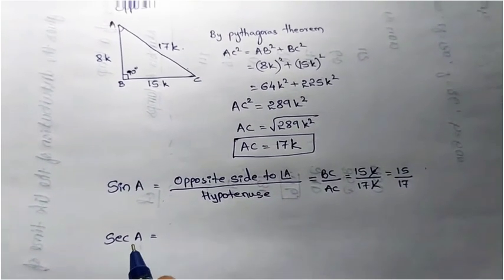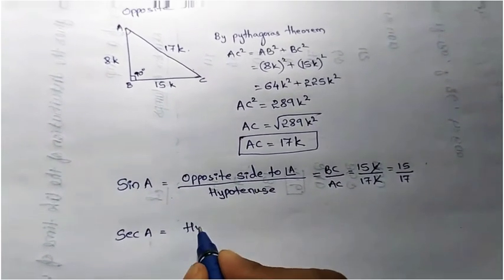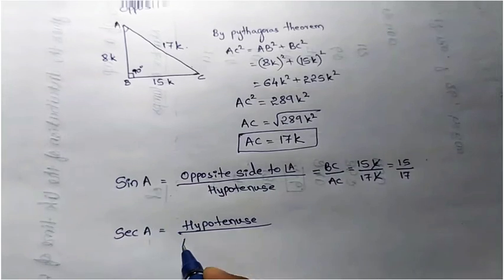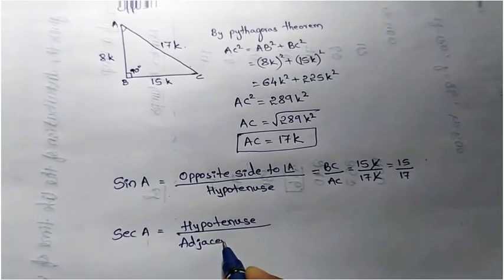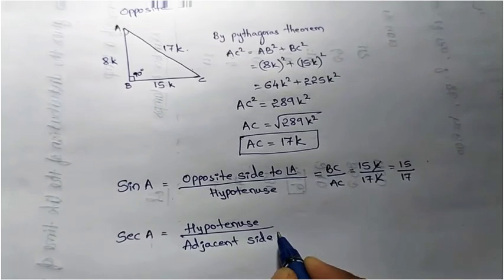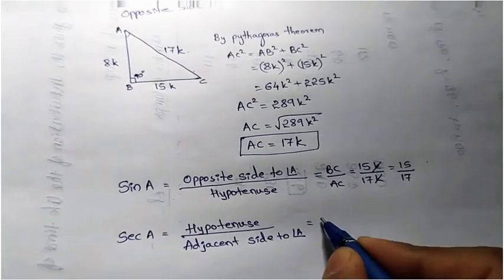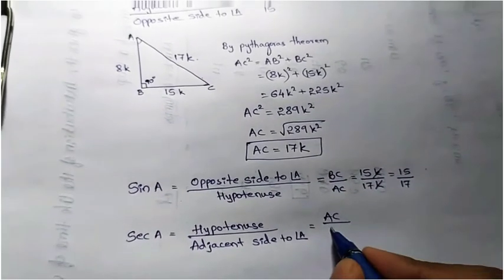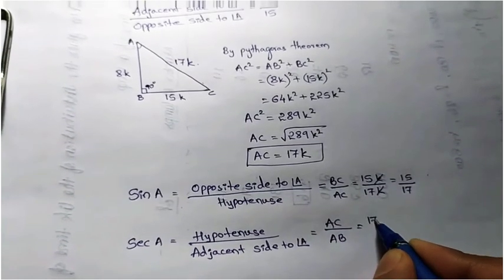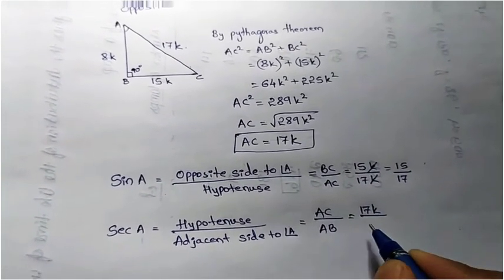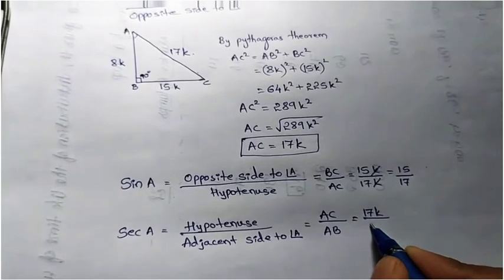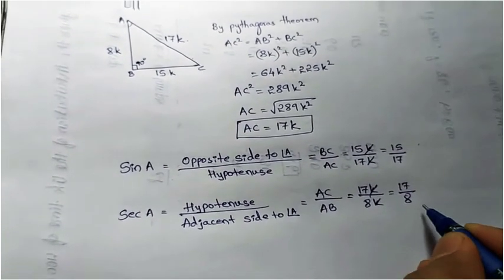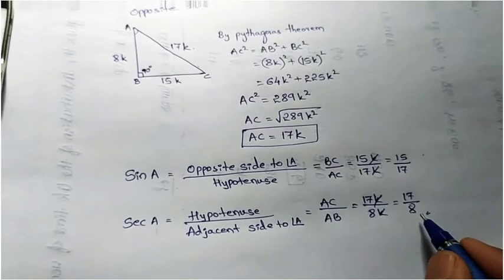Next, sec A. What is the formula for sec A? That is hypotenuse divided by the side adjacent to angle A. The hypotenuse is AC and the side adjacent to A is AB. So AC is 17k divided by AB, which is 8k. So k gets cancelled. What is left? 17 by 8 is left. So this is our final answer.